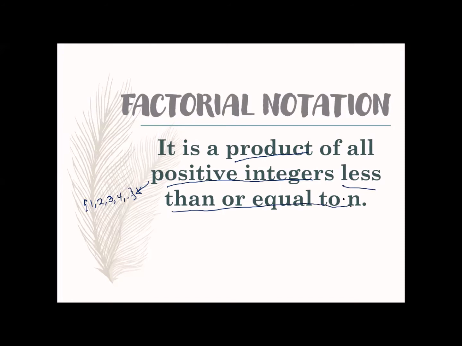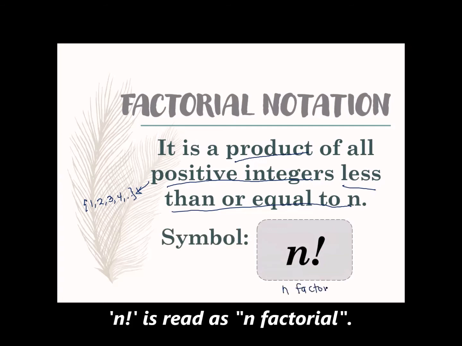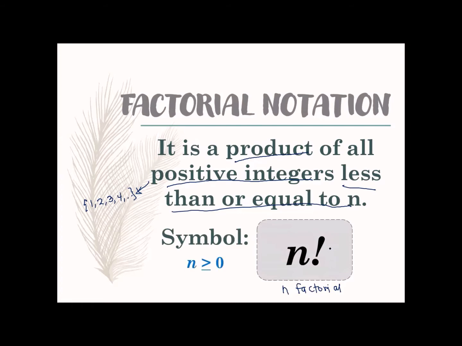Basically, the symbol of factorial notation is this one, n!, and that is read as n factorial. Commonly, some students say that it is the emotional number because it has an exclamation point. But that is read as n factorial. And the value of n should always be greater than or equal to 0. So please remember that.